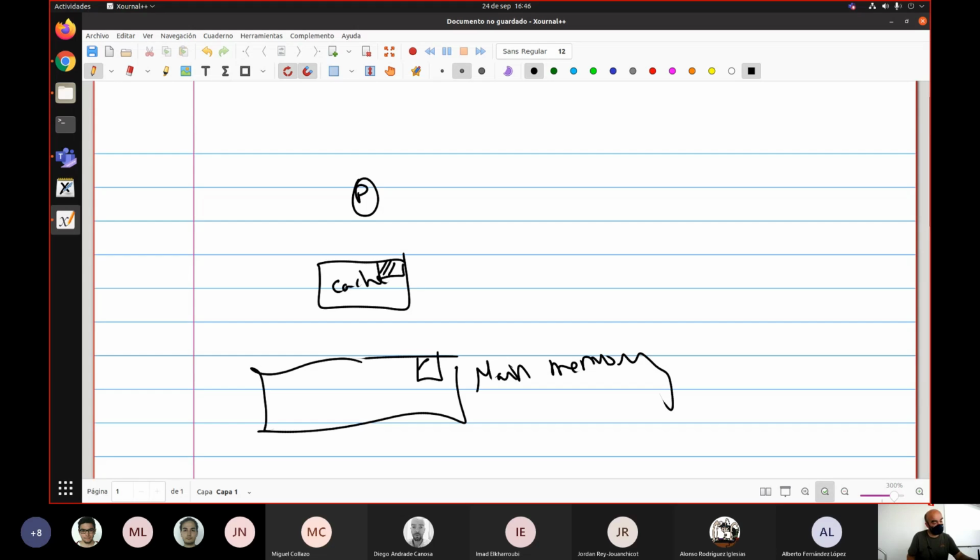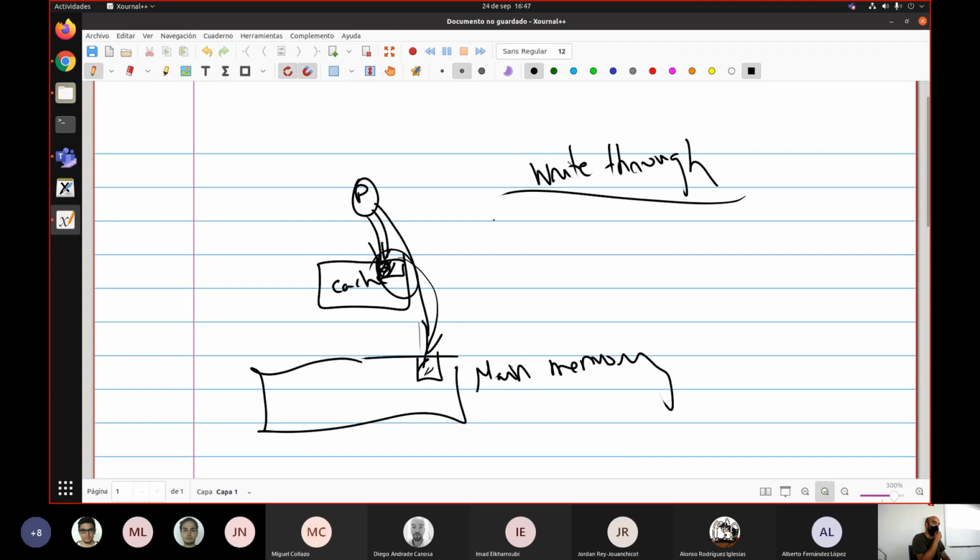So the question is, if I write something in this position, should I write at the same time the cache and the main memory, or should I write just the cache and later, when this information goes away from the cache, update the copy in the lower level of the memory hierarchy? These are two different policies. If I update the two copies, this is called write-through.